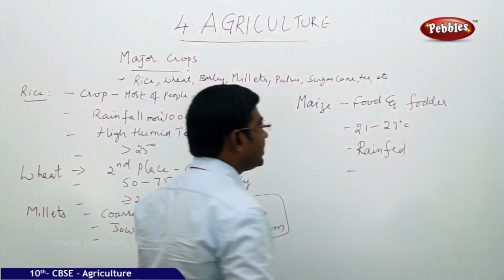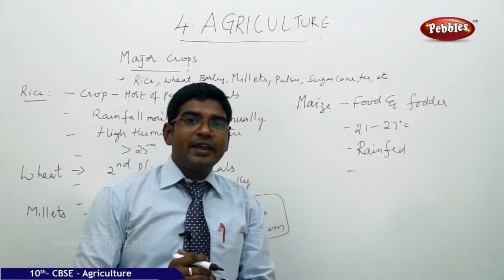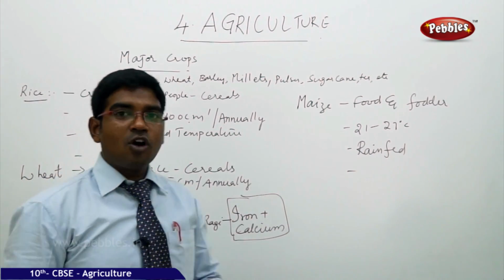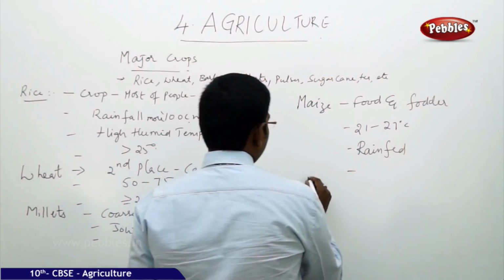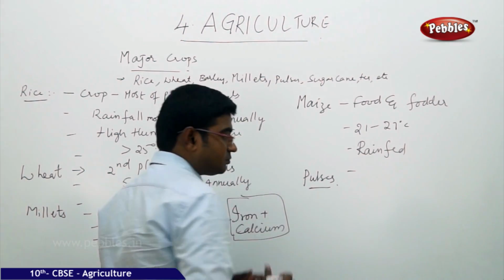It depends only on the rains. So even in production of maize also, India is not ranking below any other country. We are able to produce maize also in large amount as per our requirement. And then moving on to the last but not the least, pulses.